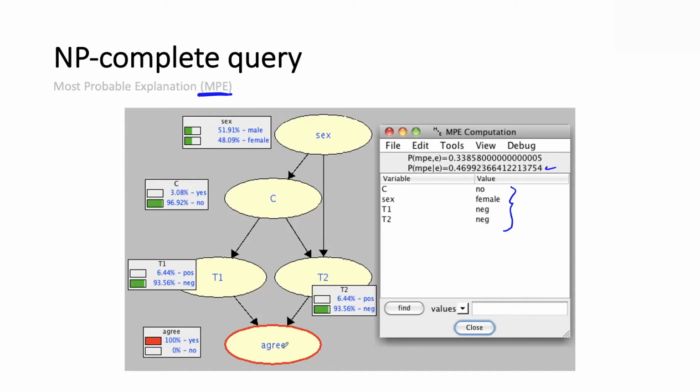Now, the decision version of this is when you say, I give you a number and ask, is there an MPE whose probability is greater than some P? And then the answer is yes or no, right? Decision problems are yes/no problems. So the decision problem here is NP complete.